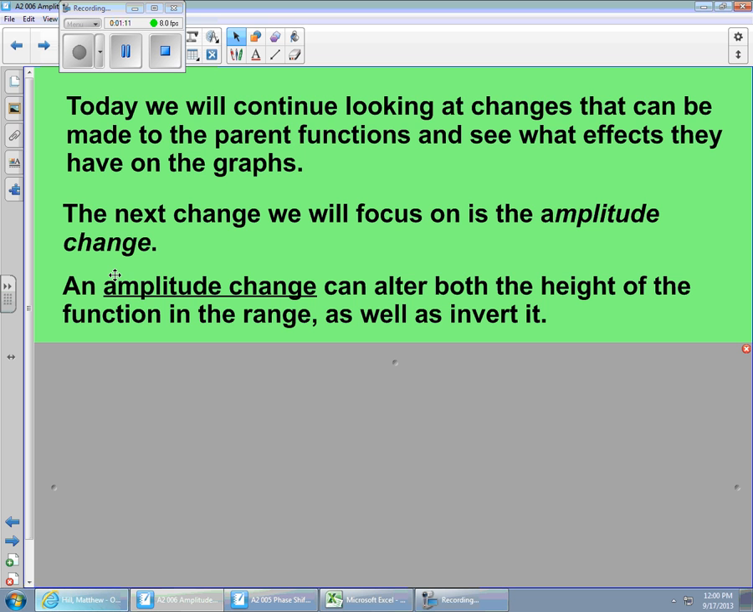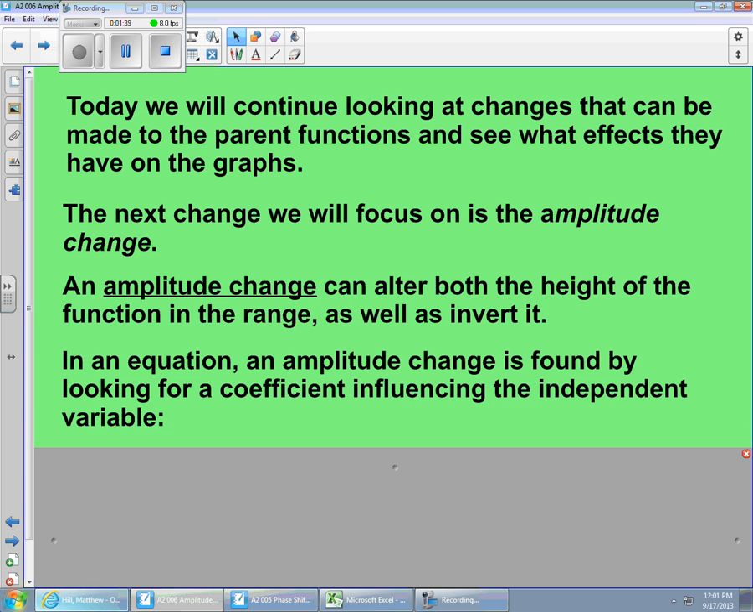Now, an amplitude change can alter both the height of a function as far as its range values are concerned, as well as inverting it in some manner. Now, as you're going to see, sometimes the inversion, as I refer to it there, can be a little bit tricky depending on what type of a function you're looking at, but we'll get into all of that.